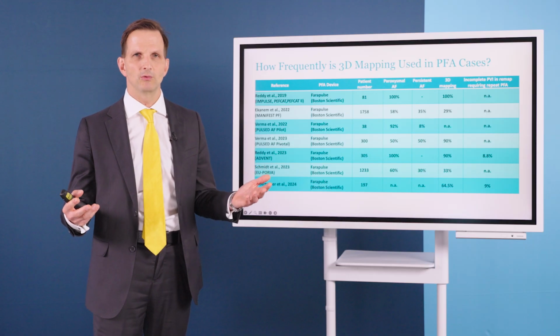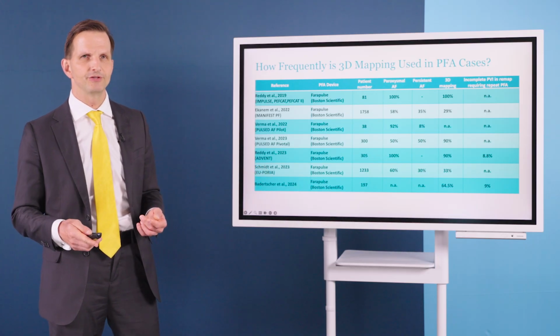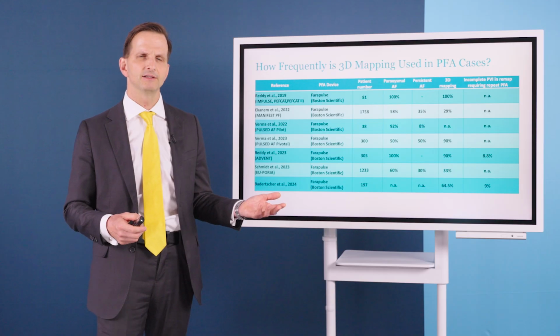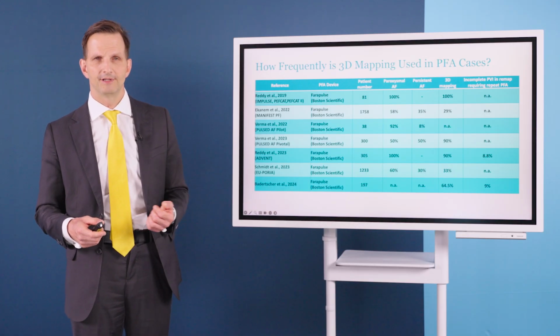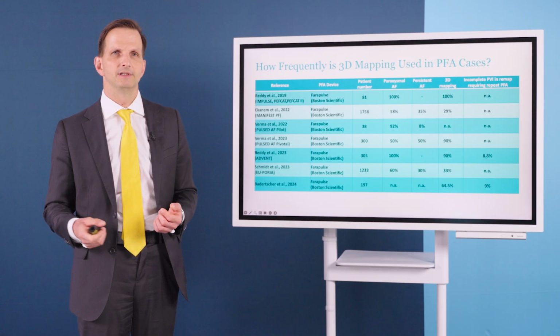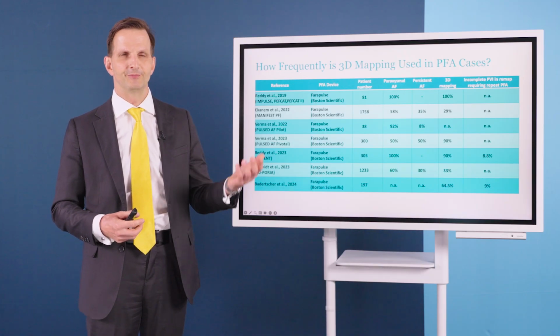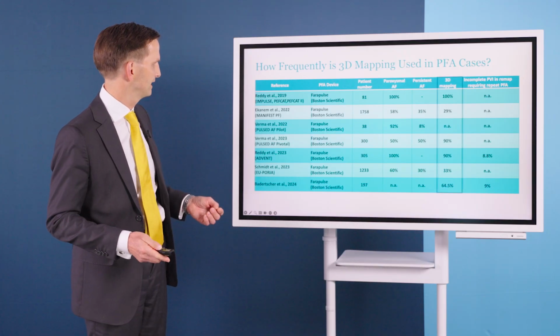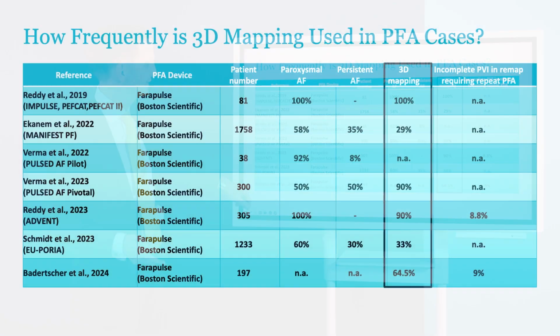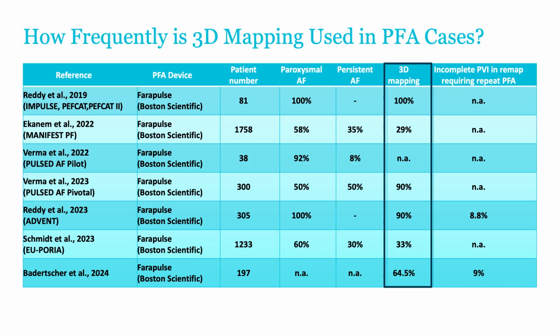What is common practice? Do people use a 3D mapping system or not? This is highly dependent on the catheter that is used and the country in which the procedure is performed. If you look into the data, for instance, from the Euphoria registry, a European registry, only 1 out of 3 patients had a procedure performed using a 3D mapping strategy. Whereas if you look into data from the US, most US centers would use a 3D mapping system.